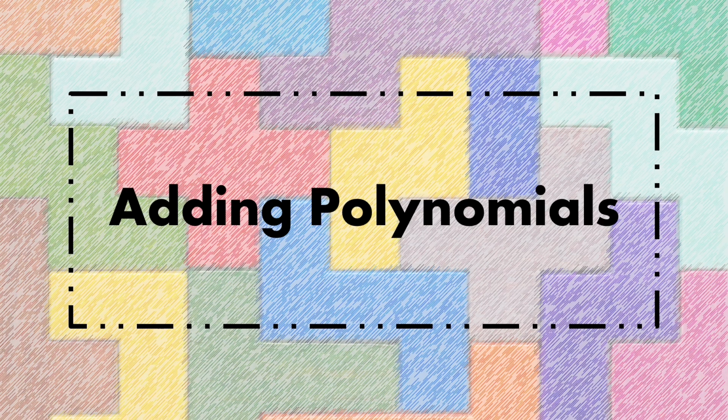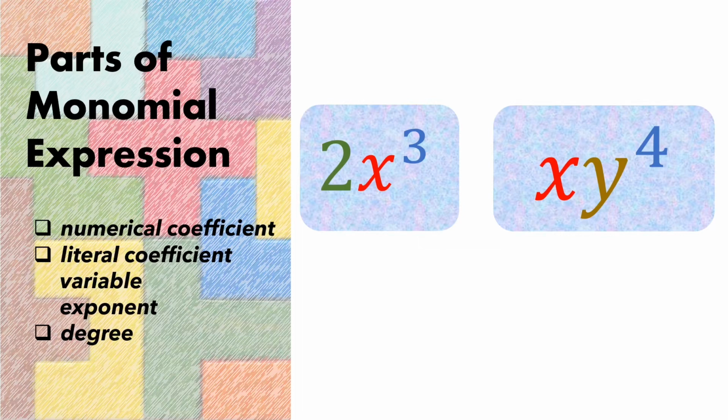Hi everyone, in this video I'm going to show you how to add polynomials. But before that, let us review parts of monomial expression. Let's take these two examples on the right: 2x cubed and xy raised to 4. The parts of monomial expression are numerical coefficients.